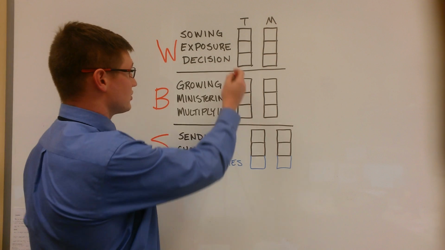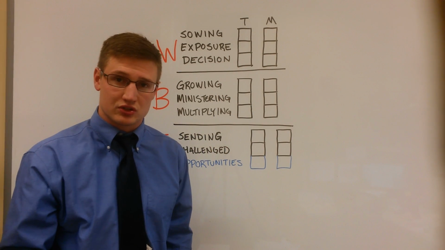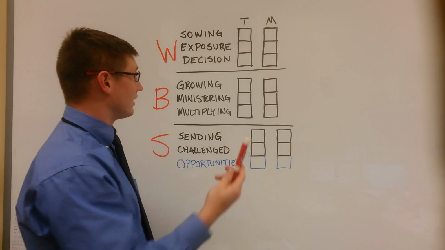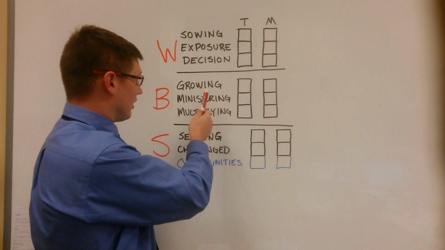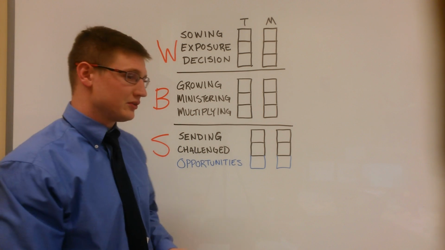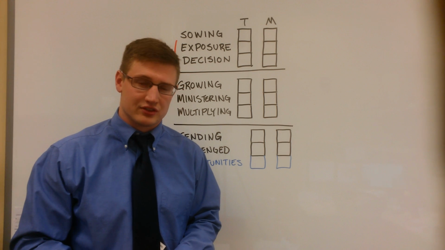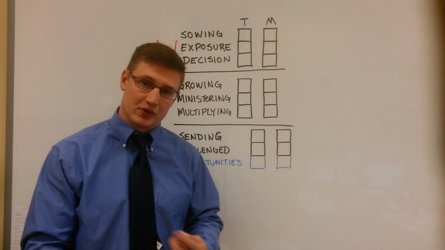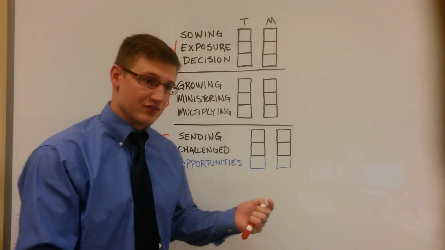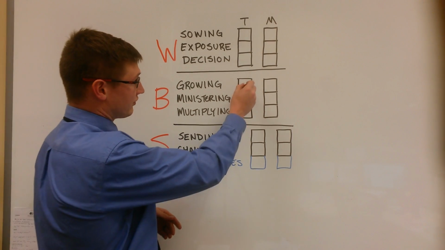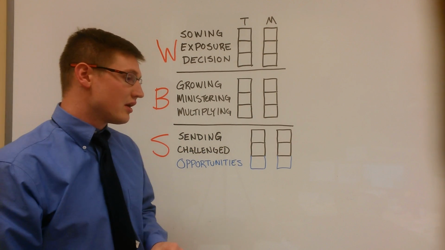This is measuring the effectiveness of how we are getting out and exposing students and faculty to the gospel. And what are the results of that? Growing, ministering, multiplying disciples. This is asking, what does your movement look like? Is it a bunch of young disciples? Is it a bunch of experienced disciples? How are you helping your disciples develop? Are we watching numbers from growing move into ministering and multiplying disciples?